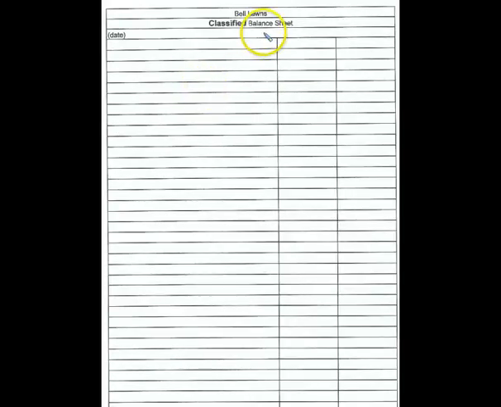Okay, we're going to have a classified balance sheet. The balance sheet is at a point in time, so at, or as of, if you prefer that, June 30th, 2015. So we're going to start with our assets and list those out. We'll start with current. So our first category or classification is current assets.